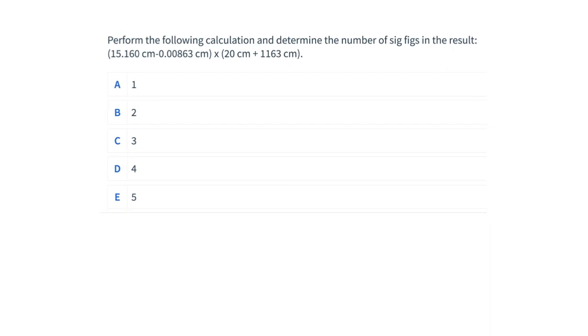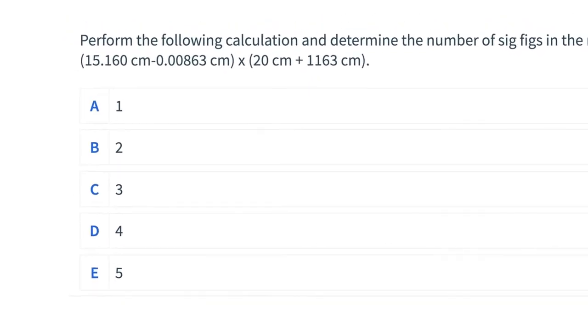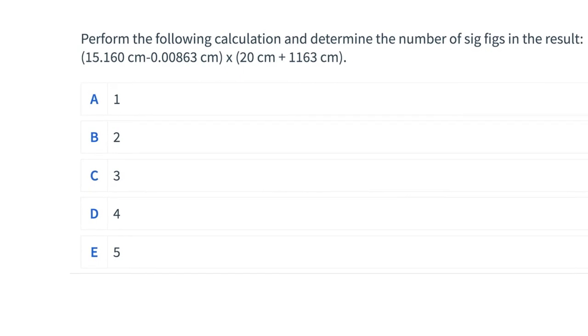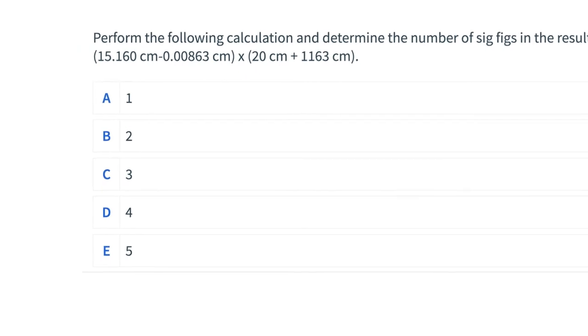All right, let's look at a sig fig question here. I actually vividly remember still the semester we gave this question, and I think it's in some parts a dumb question, but it kind of is a trick question. So let's just look at it. So we have some number of centimeters minus some other number of centimeters times some centimeters here plus centimeters.